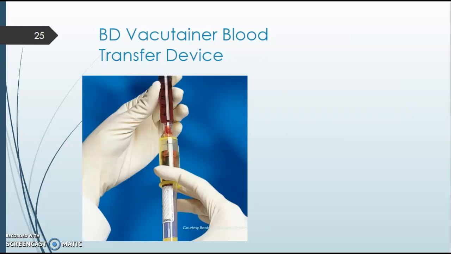This is on slide 25, this is a Vacutainer blood transfer device. And that's where if we draw from a syringe, we need to transfer into the tube. I will show you this in the laboratory so you can see.